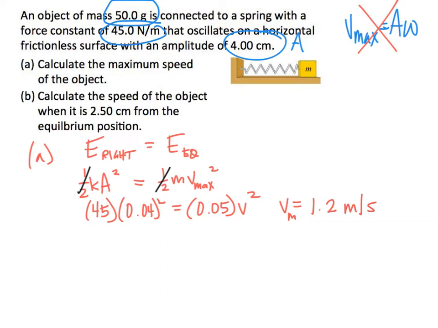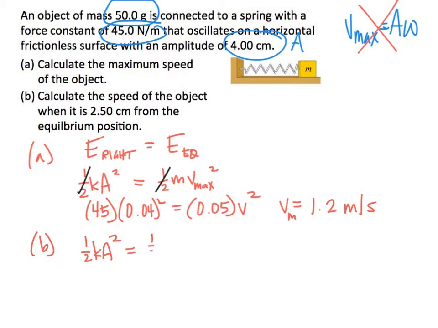All right, question B asks to calculate the speed of the object when it is 2.5 centimeters from equilibrium. At that point, it is not at either one of these positions. It's sort of in between. But I could take either one of these positions and look at the energy there, and that should be the total energy. I'm going to start with the one that we already know, the 1/2 kA squared, just in case I made a mistake with that speed calculation.